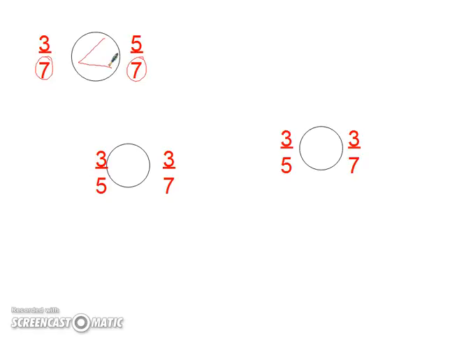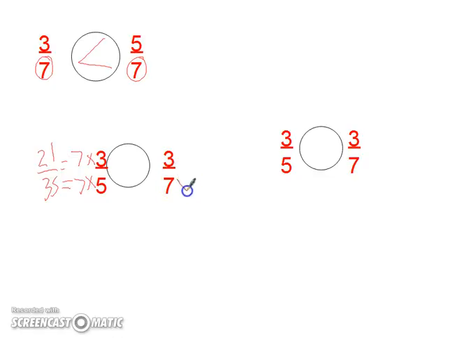When I go to this next problem, I have 3/5 and 3/7. I can't compare them because my denominators are not the same. So what I need to do is get the denominators the same. So 7 times 5 is 35. So I could go like this and go 5 times 7 equals 35. And since I took the 5 times 7, I got to take the 3 times 7, and it equals 21.